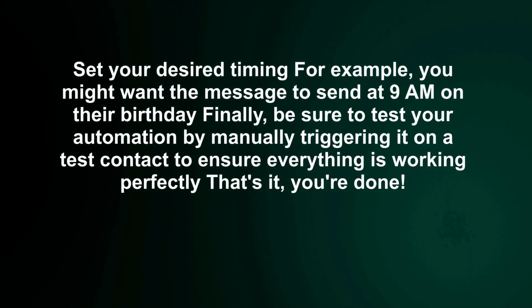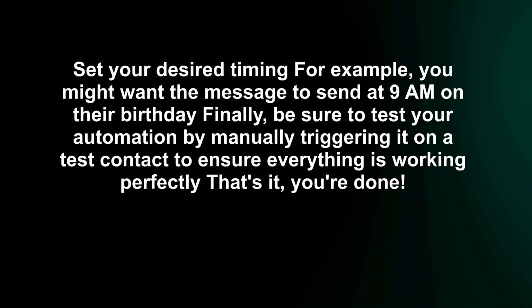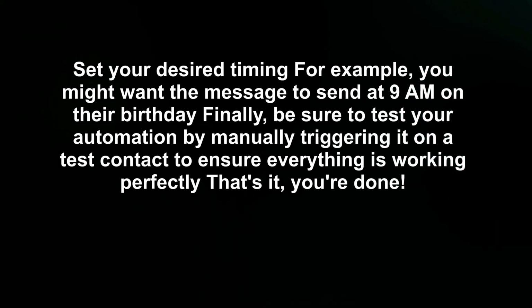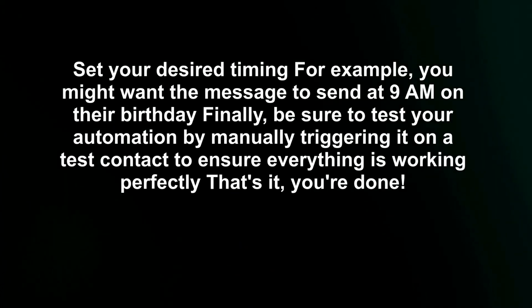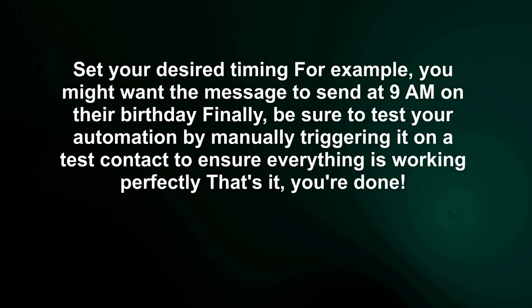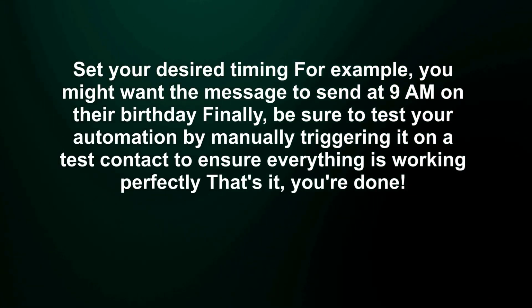Set your desired timing. For example, you might want the message to send at 9 a.m. on their birthday. Finally, be sure to test your automation by manually triggering it on a test contact to ensure everything is working perfectly. That's it. You're done.